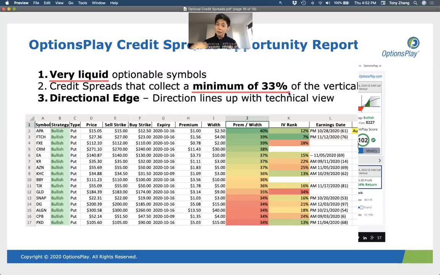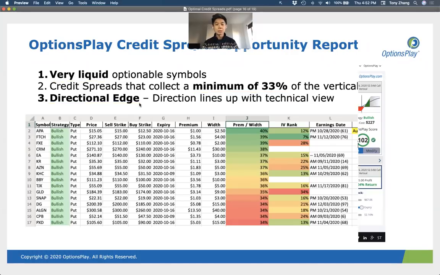So we filter out 95% of the names through liquidity, and then we take a look at all the credit spreads that don't collect at least 33% of the width, meaning the risk-reward is not in our favor. And then lastly, we align it with our technical view. So we have a directional edge on the view of the trade. Like I said, one of the most important things of selling a credit spread is still the directional view. So what we have is a report that gives you, out of the thousands of possible combinations, and it's really more like millions of possible combinations, a filtered list usually in the realm of 10 to 20 possible credit spreads.